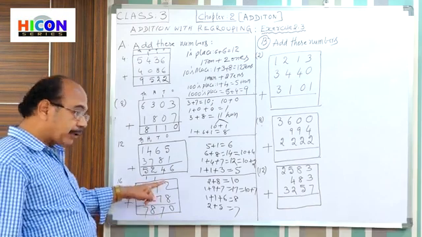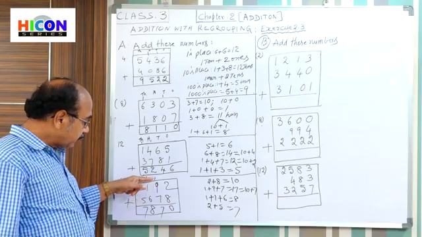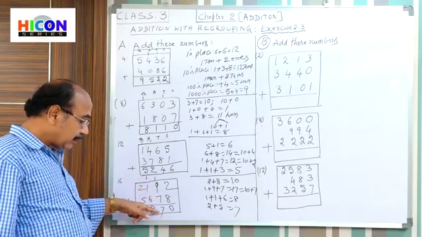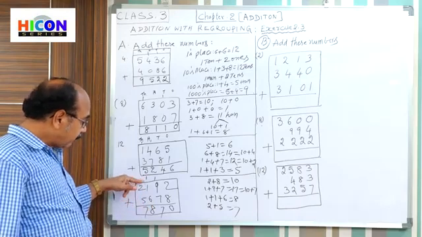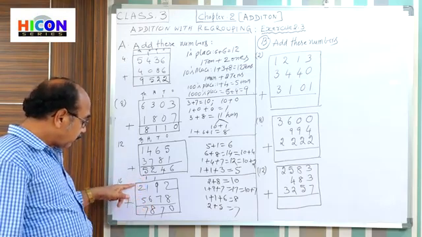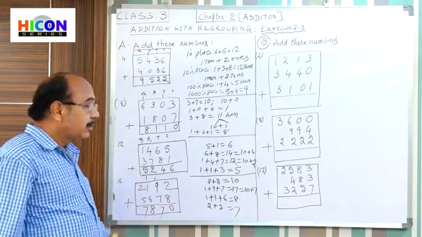Once again see, 8 plus 2, 10. 0 we write here. 1 is the carried 10. 9 plus 1, 10. 10 plus 7, 17. 7 we write here. 1 is the carried 100. 1 plus 1, 2. 2 plus 6, 8. Now thousands, 2 plus 5, 7. 7807.